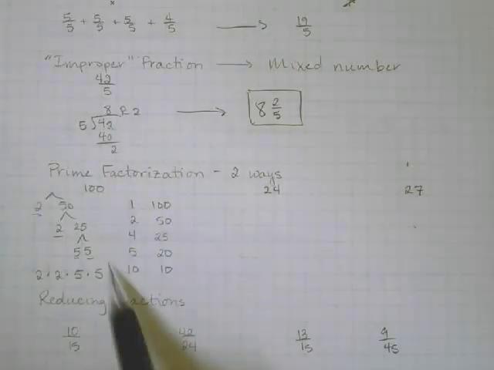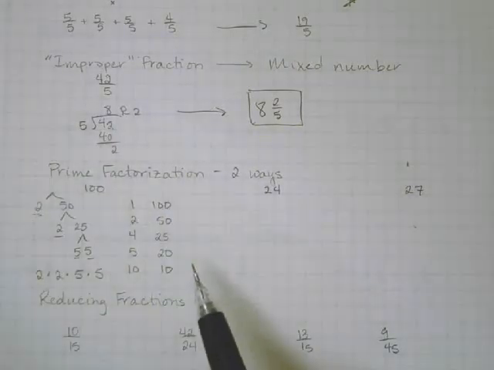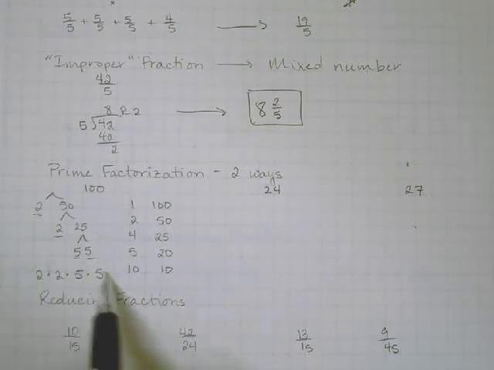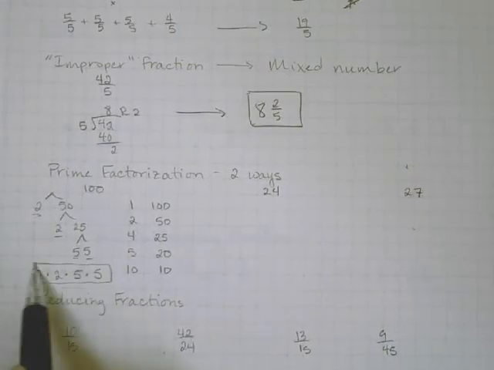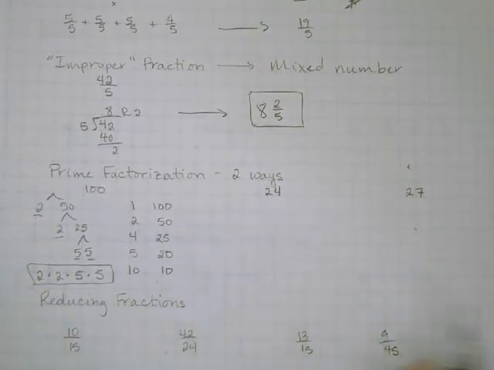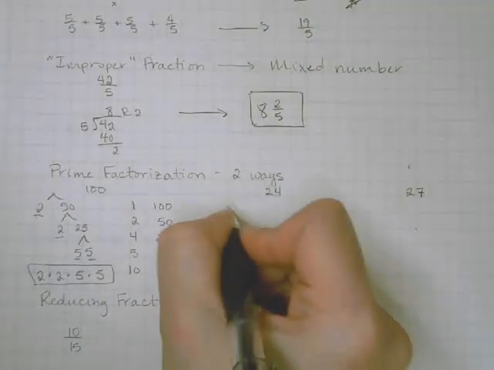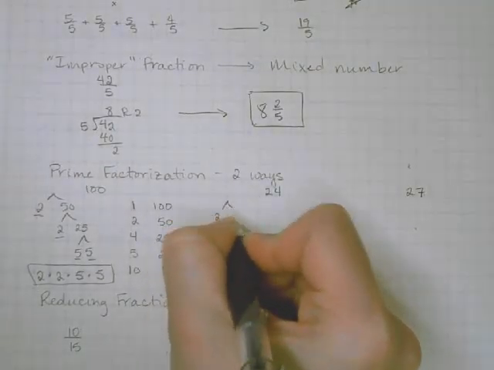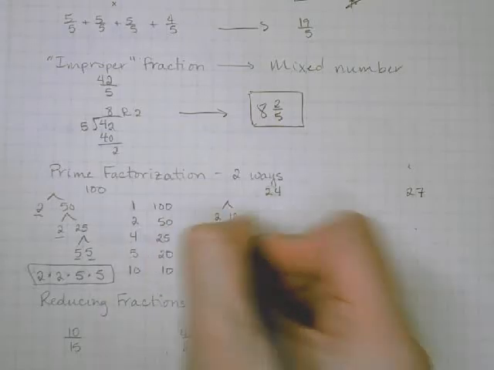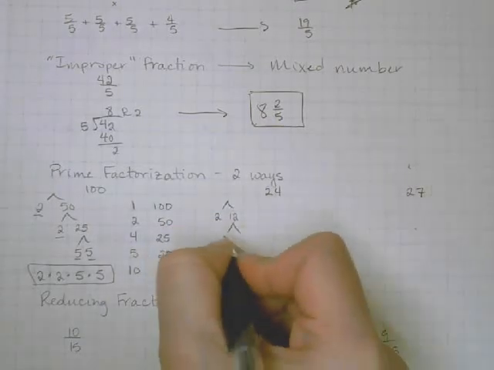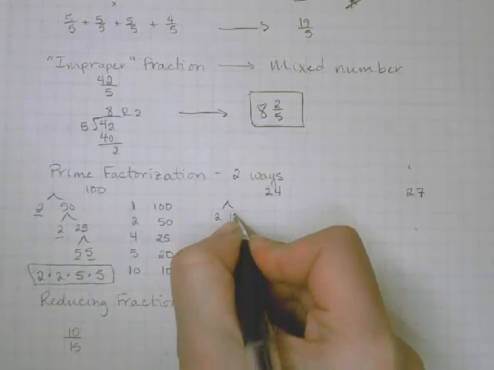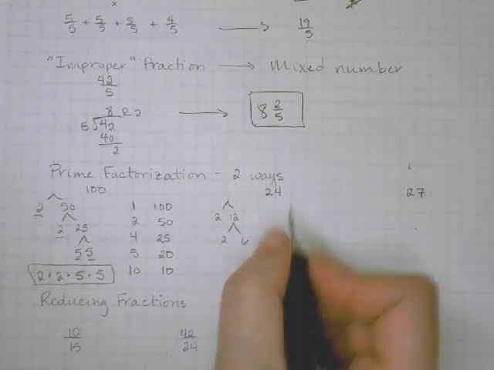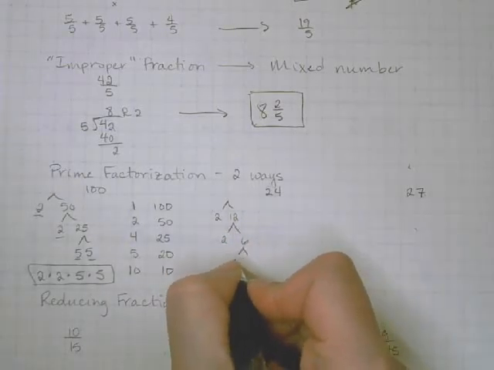So 24 is divisible by 2, so 2 and 12, because 24 divided by 2 is 12. 12 is divisible by 2, so 12 divided by 2 gives me 6. 6 is also divisible by 2. 2 and 3. 3 is a prime number, meaning you can't multiply anything by itself, anything other than 1 and itself, to get that number.